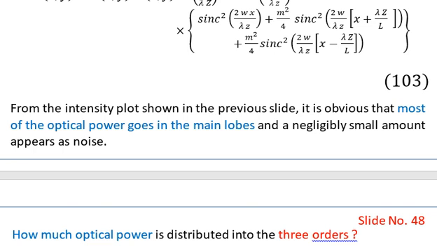For the intensity plot shown in the previous slide, it is obvious that most of the optical power goes in the main lobe, and a negligibly small amount of power will appear as noise.